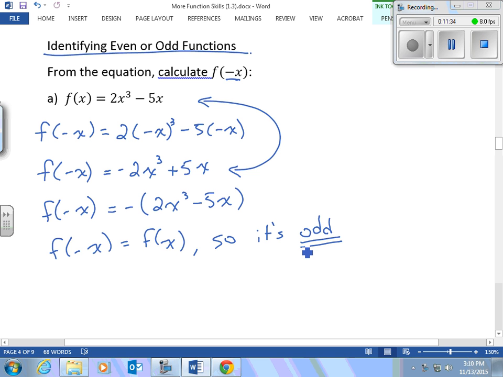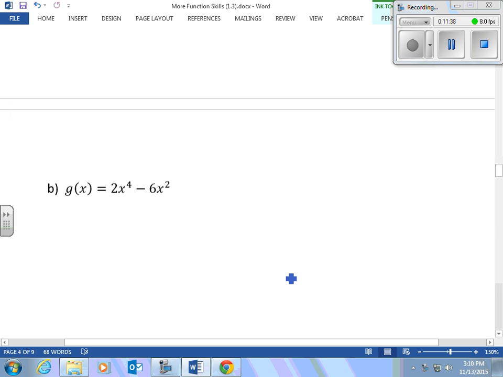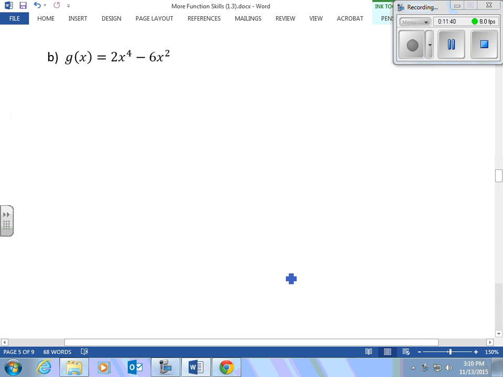Okay, let's look at another example, and we'll do the same method and see what happens. So in example B here, I've got a function g of x. g of x is equal to 2x to the power of 4 minus 6x squared. I'm going to just plug negative x in. And so I'll get 2 times negative x to the power of 4 minus 6 times negative x squared.